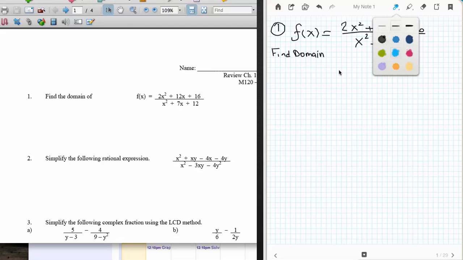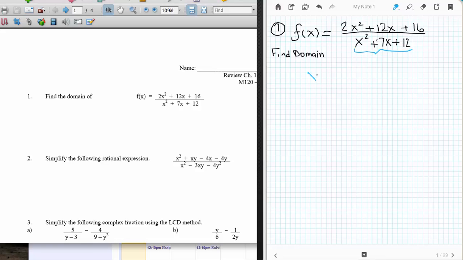In finding the domain of a rational expression, the most important thing is the denominator of that rational expression, because the domain is based upon the restrictions to the set of real numbers, the numbers for which this rational expression would become undefined. So we're going to focus our attention on the polynomial x squared plus 7x plus 12.